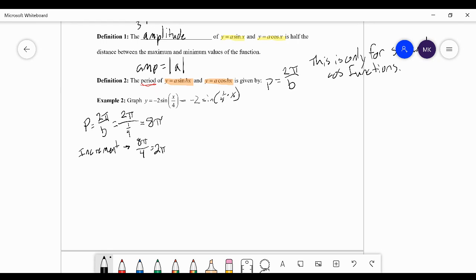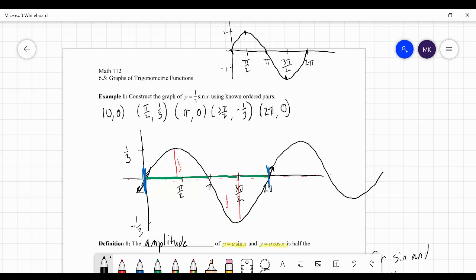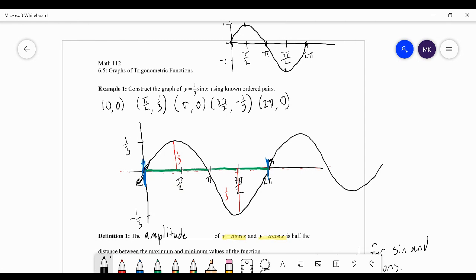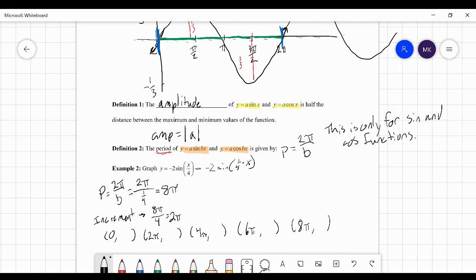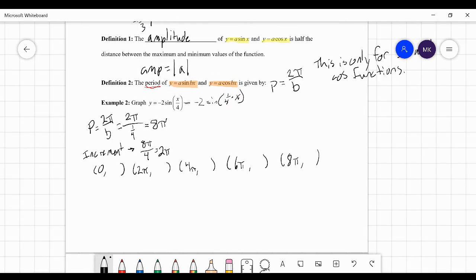So what that means is we're going to look at the points 0, 2 pi, 4 pi, 6 pi, and then one full period is 8 pi, so that's the highest we're going to go up to. So we want to look at these values the same way that in the first example we looked at 0, pi over 2, pi, 3 pi over 2, and 2 pi. And so that's how we want to deal with this.